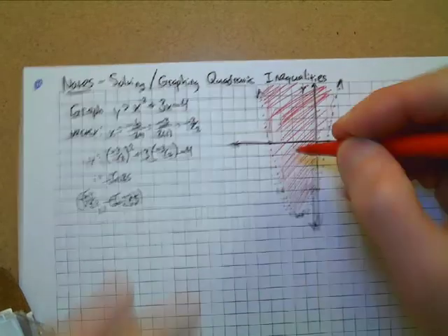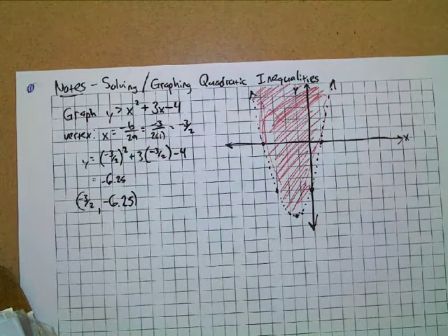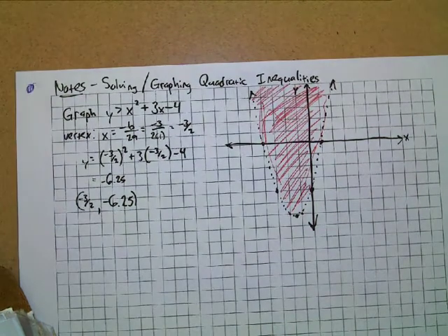I have markers too if you want to use fancy markers instead. I don't want to use markers, I'll put the markers up here. Okay. And that's it. That's all there is to it. That's the graph. All right, so let's try another one here.